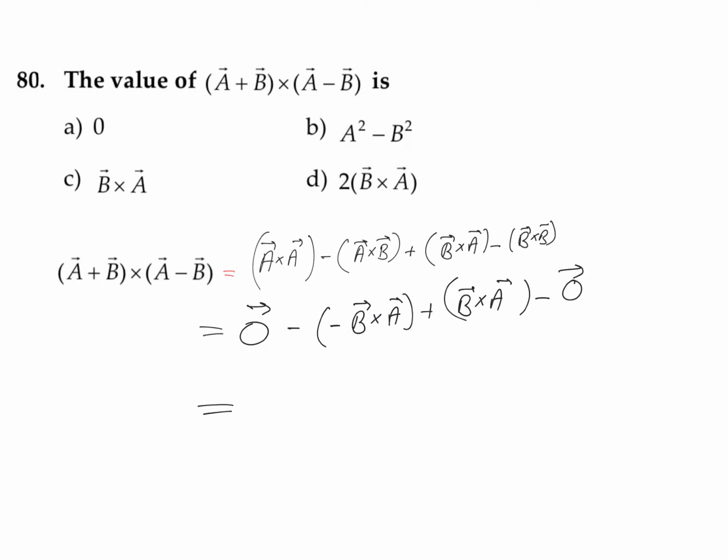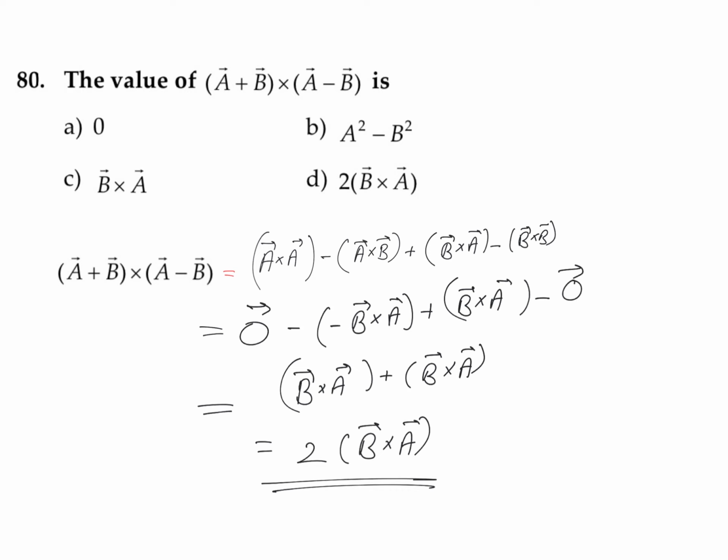So we can write this negative and this negative, it becomes positive. So it is plus b cross a plus b cross a. So b cross a plus b cross a is going to be 2 times b vector cross a vector. So this will give the value of (a + b) cross (a - b).